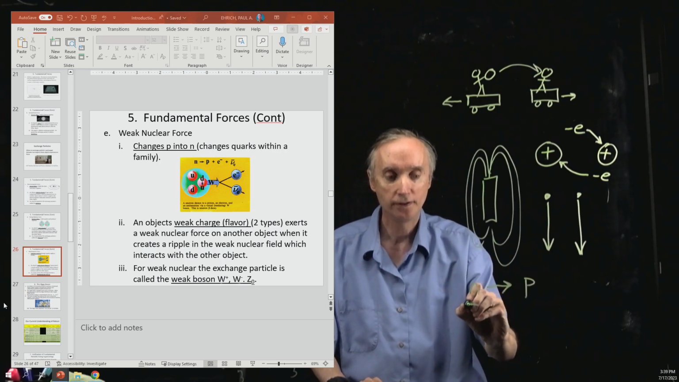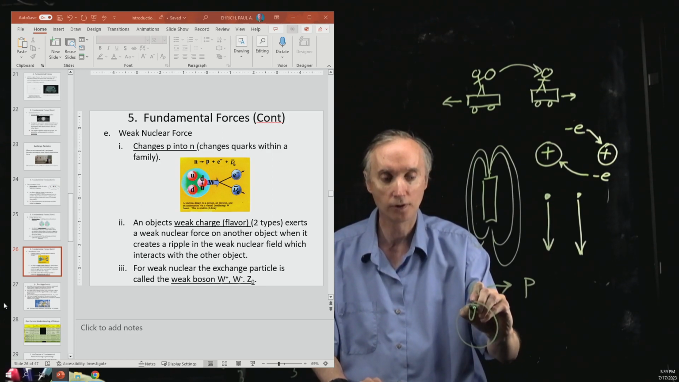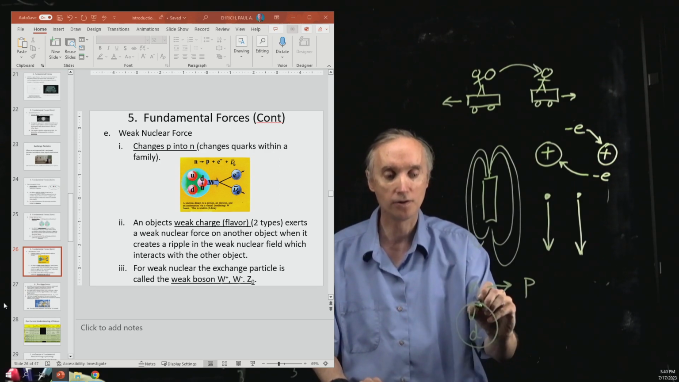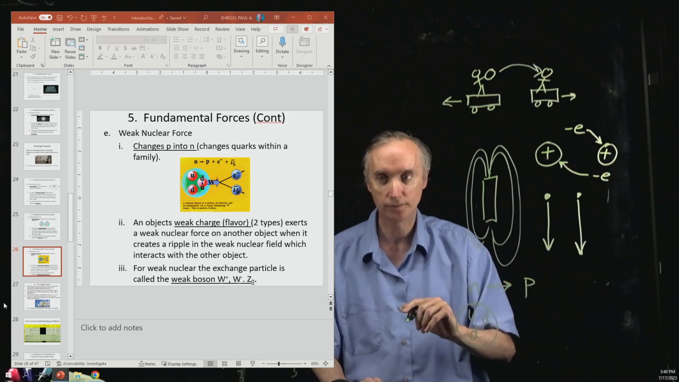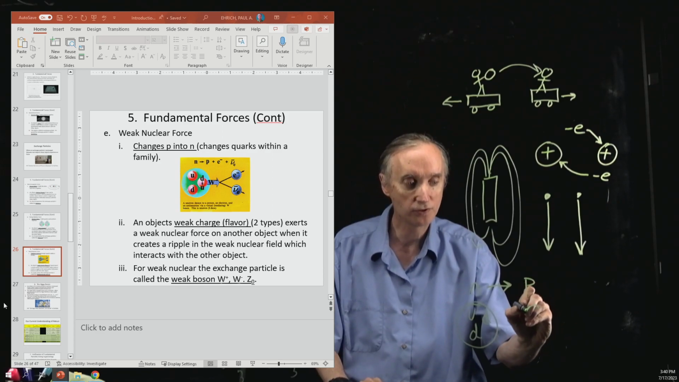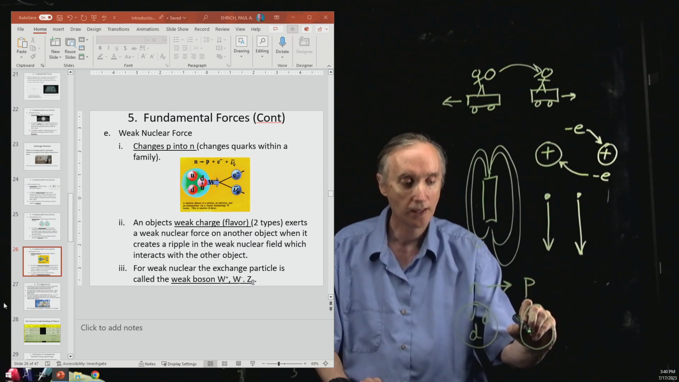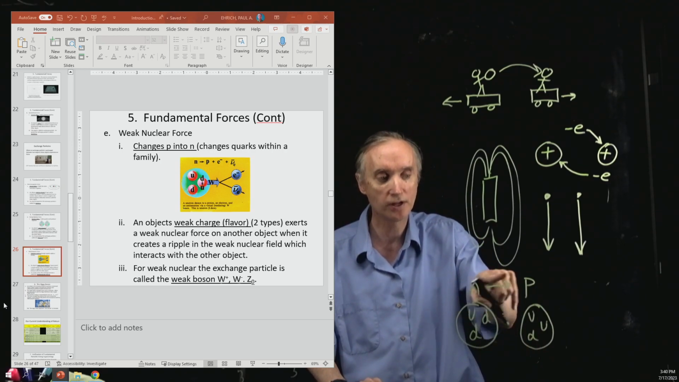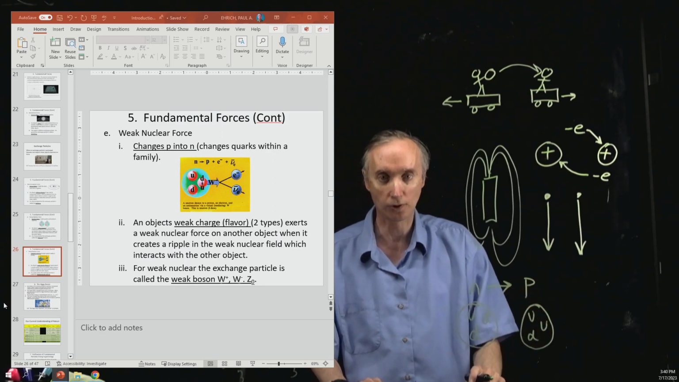Now the neutron, if you were to look inside the neutron, you're going to see an up quark, and then a down quark, and then also another down quark. That's what a neutron is. But if it were to change into a proton, it would be an up, and then a down, and then an up quark. So notice that when the neutron changed into the proton, the down quark changed into an up quark.